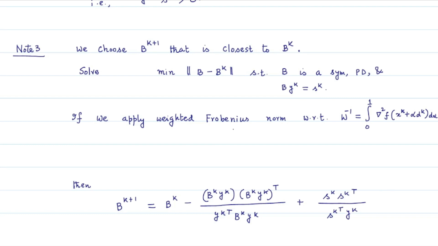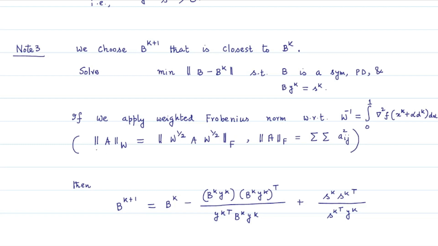Here I must write the Frobenius norm. The Frobenius norm of a matrix A with respect to the weight matrix W is given by the Frobenius norm of the square root of the matrix W times A times the square root of the matrix W. Here we are presuming that this matrix W is positive definite, where the Frobenius norm of a matrix is given by the square root of the summation of the squares of all of its entries. Aij is the ijth entry of the matrix A. This is the definition of the weighted Frobenius norm.